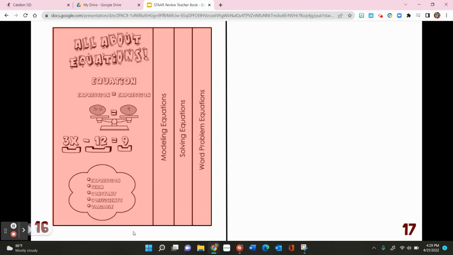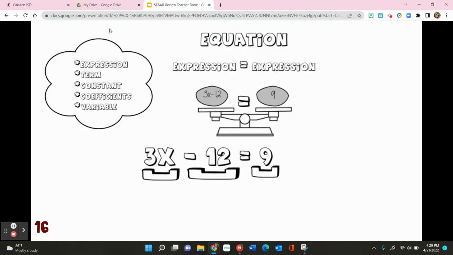In this video, we're going to talk all about equations, and your foldable for all about equations is going to be glued onto page 16. Now, let's just go into a few key vocabulary words first.